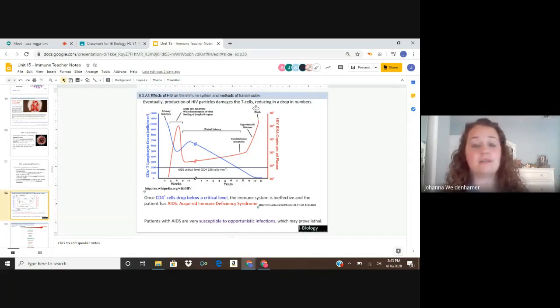So let's say another pathogen, another bacteria comes into the body and attacks it. Your immune system has been so badly defeated by HIV that it turns into AIDS and it can't fight against any other pathogen that you may normally be able to fight. And patients with AIDS are very susceptible to opportunistic infection, like we just said, which may prove lethal and may cause death once we get past that critical level.